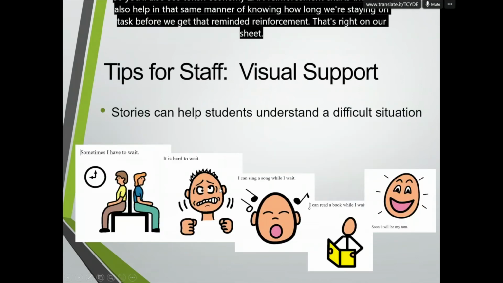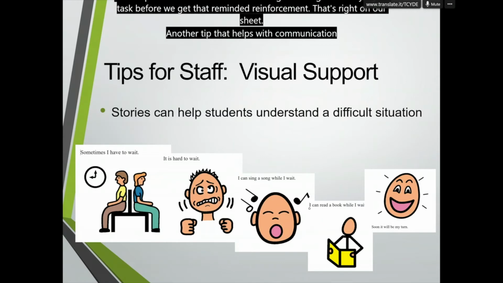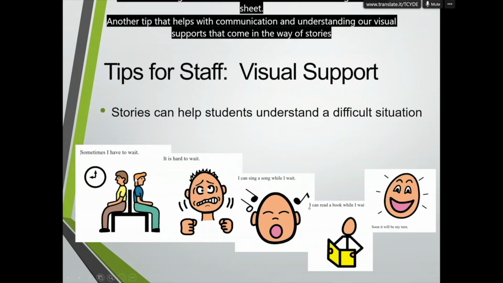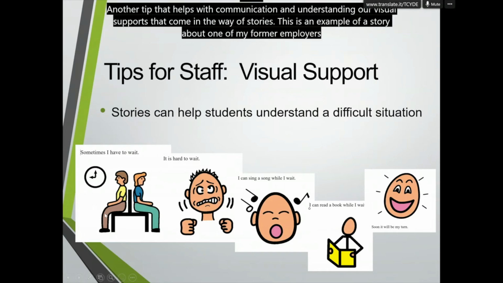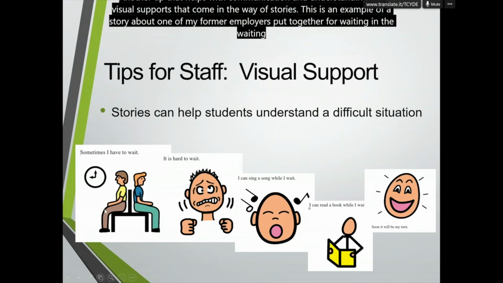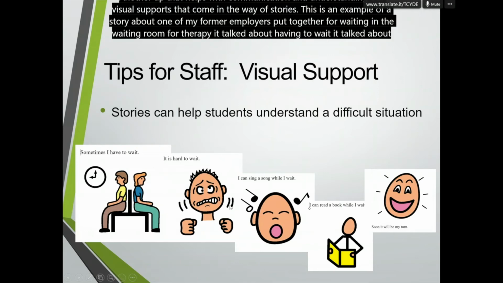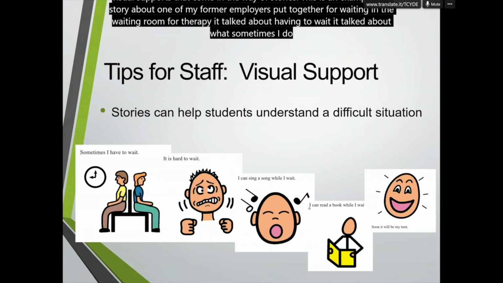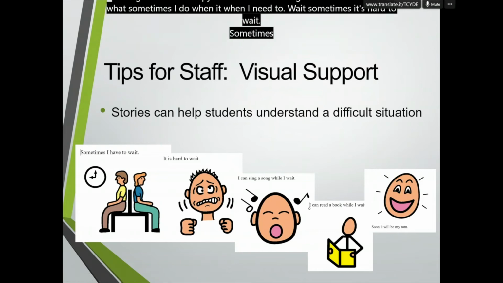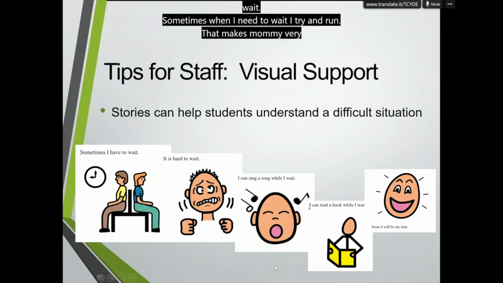Another tip that helps with communication and understanding are visual supports that come in the way of stories. This is an example of a story that one of my former employers put together for waiting in the waiting room for therapy. It talked about having to wait. It talked about what sometimes I do when I need to wait. Sometimes it's hard to wait. Sometimes when I need to wait, I try and run. That makes mommy very frustrated when she has to chase after me. But here is what I can do.